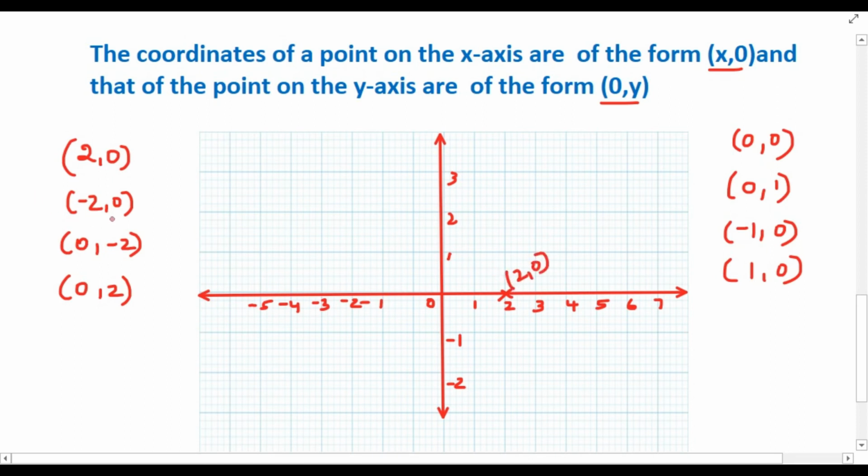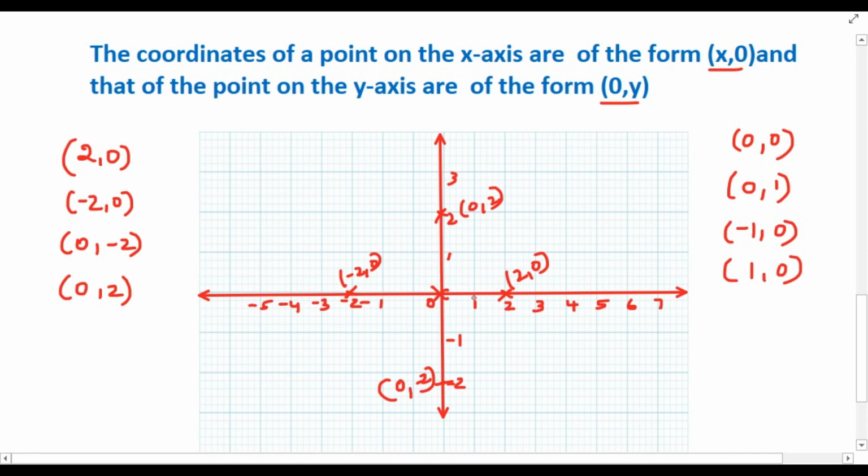In the same way, (-2, 0): where will it be lying? It will also be lying on the x-axis, at -2, and the y coordinate is 0. So this is (-2, 0). Now (0, -2): if the x coordinate is 0, then it will lie on the y-axis. So (0, -2). And (0, 2) means it will be lying here. So if the x coordinate is 0, it will be lying on the y-axis. If the y coordinate is 0, it will be lying on the x-axis. Now (0, 0) means it will be here at the origin.